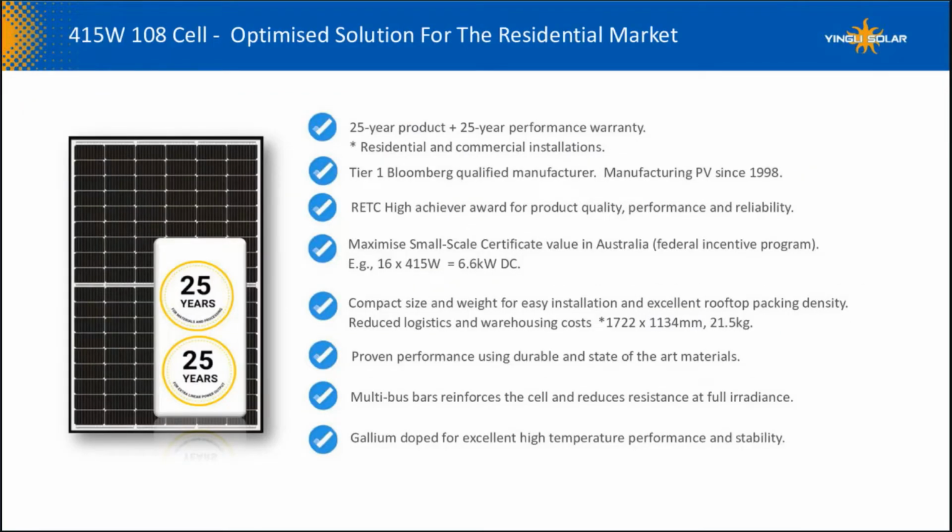A major contributor to the pending growth is still expected to be the residential and small commercial sectors. Distributed energy, when combined with battery energy storage systems, makes a lot of sense in regard to energy security and hedging against continually inflating energy costs. That's why we believe our 415 watt by 108 cell module can help you to maximise the energy density installed per roof due to its compact size and the ease of handling. It ticks all the boxes, such as a 25-year product and 25-year performance warranty for both residential and commercial installations here in Australia and New Zealand.